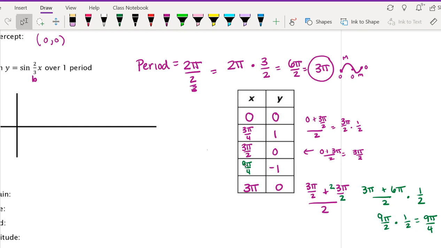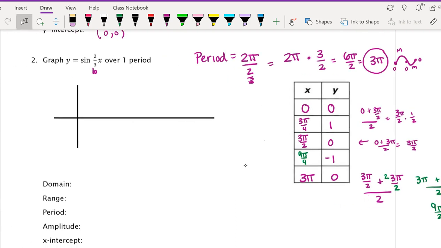Okay, all right. So now let's go ahead and put those values on. So this is starting at 0, 2 pi, and honestly, it really doesn't matter. You can put, so let's put actually 3 pi. Okay, then halfway between 0 and 3 pi is 3 pi over 2. Halfway between that is 3 pi over 4. Halfway is 9 pi over 4.